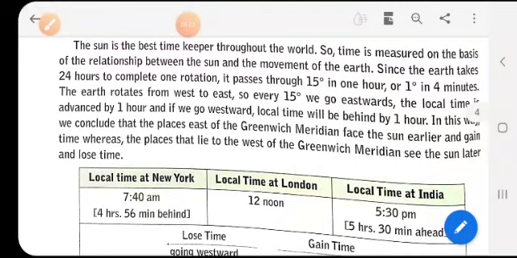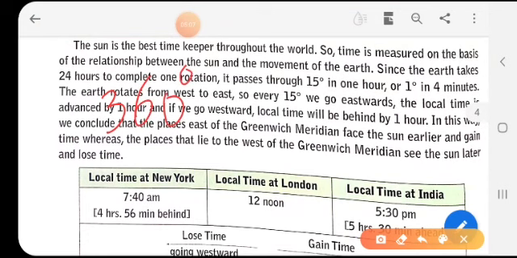So one rotation means how many degrees? It is 360 degrees. And it takes how much time? It takes 24 hours. Right? So how many degrees are completed in 1 hour? When we divide 360 degrees by 24, we get 15 degrees. So 15 degrees is completed in 1 hour.